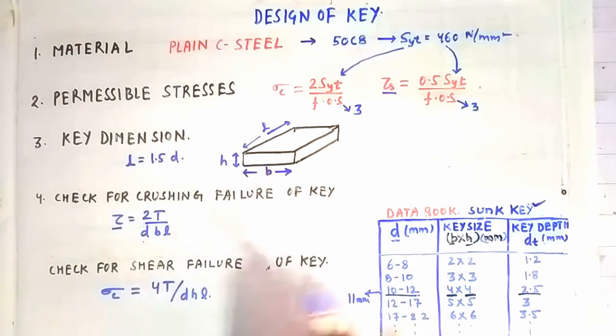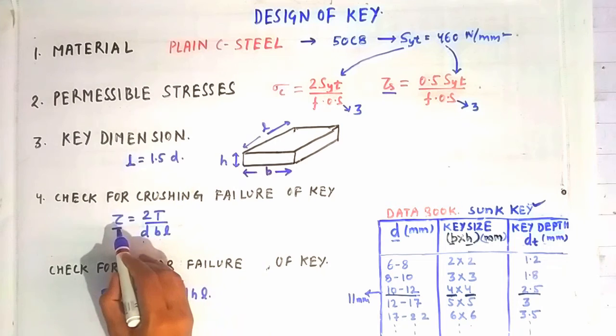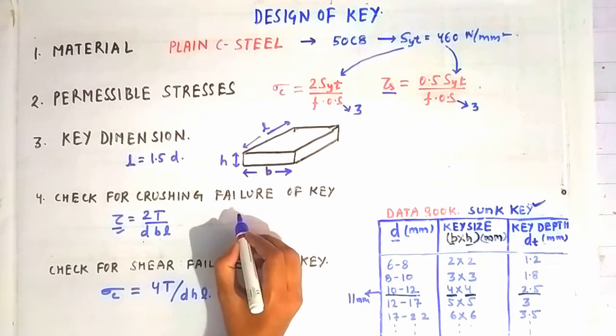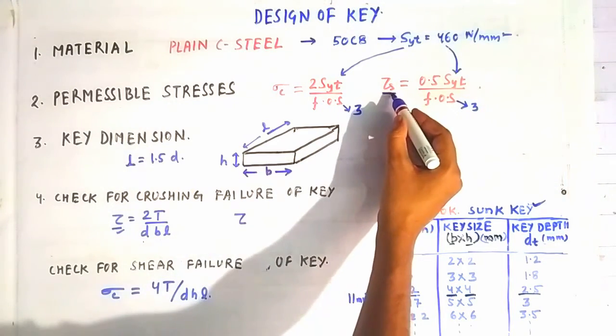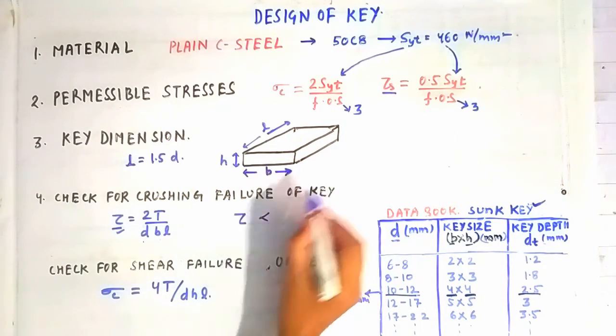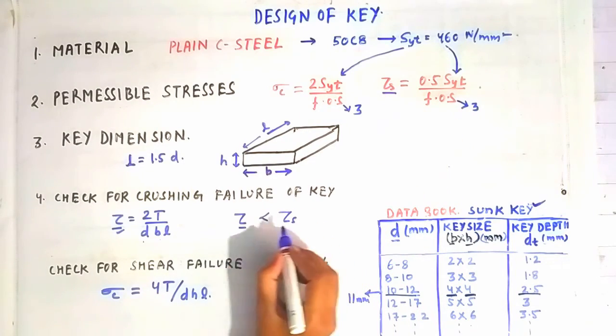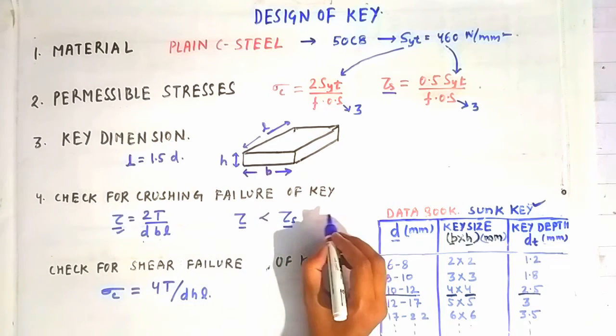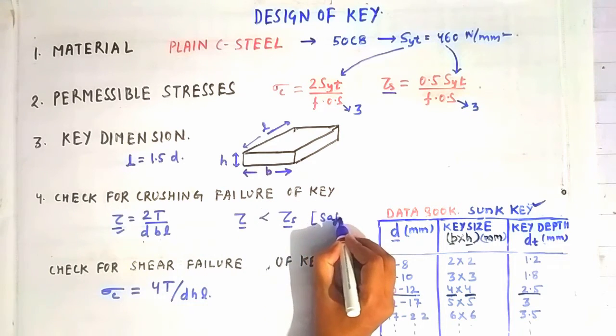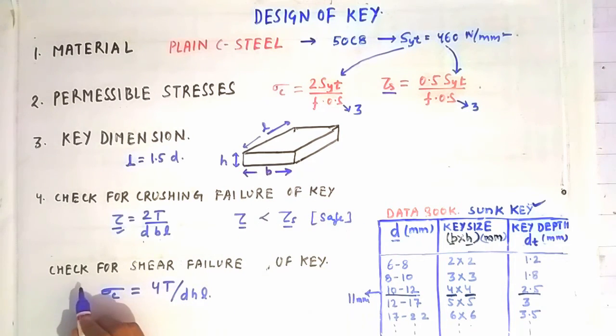So after getting the value of tau, that is the shear stress induced in the key, from this formula you have to compare the value of this tau with tau s, that is the permissible value of shear stress for the key material. If this value of tau is coming out to be lesser than tau s, then we can say that the design is safe.